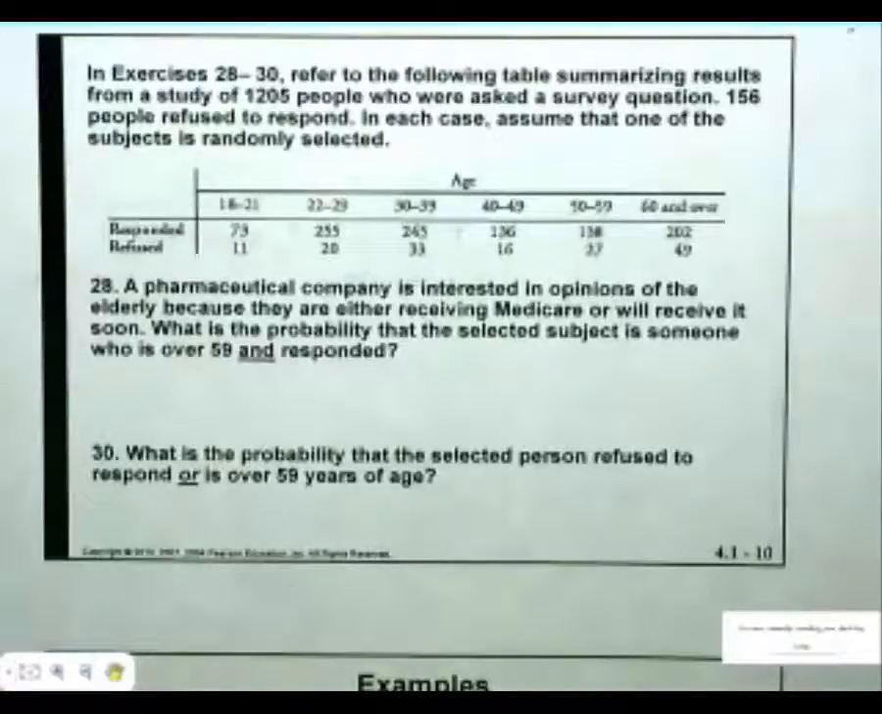A pharmaceutical company is interested in the opinions of the elderly because they're either on Medicare or soon will be on Medicare. We want to know the probability based on age that each age group would either respond or not respond. In number 28 specifically, we want the probability that someone is over 59 and responded. Nobody say anything for just a second. Stare at the table until God whispers to you.